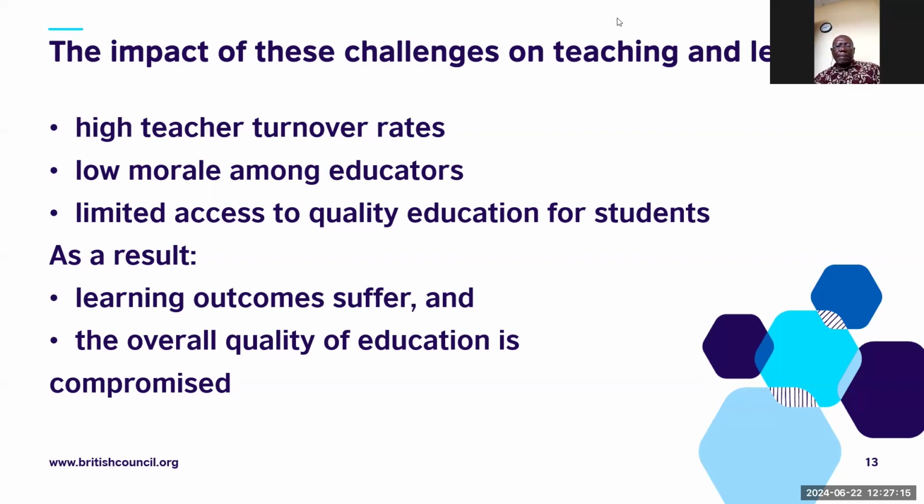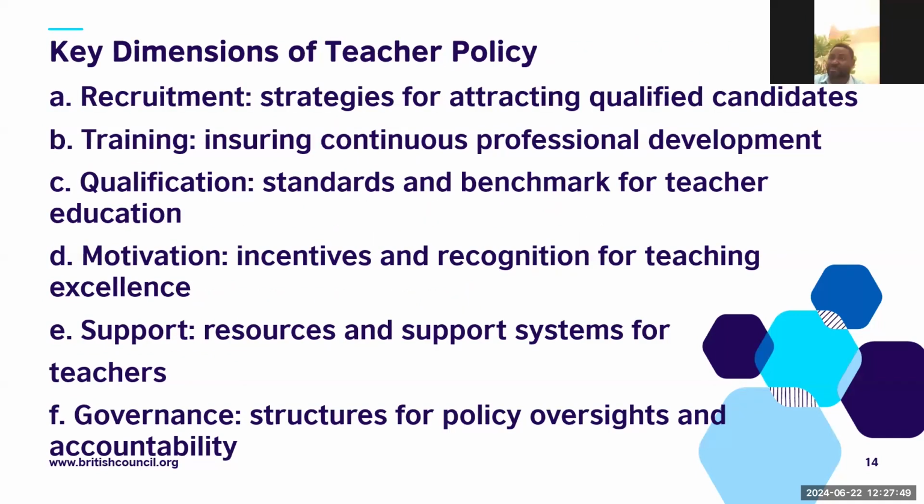There is also limited access to quality education for students. As a result, the learning outcomes suffer and the overall quality of education is compromised. So you find a lot of these problems affecting the Nigerian system and even sub-Saharan Africa at large. I think it's a common problem across sub-Saharan Africa. Next.